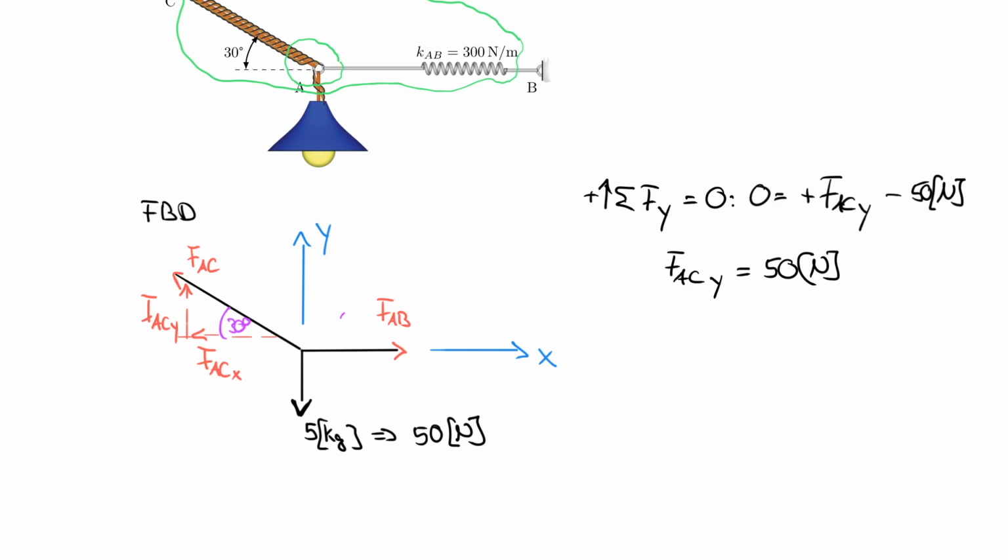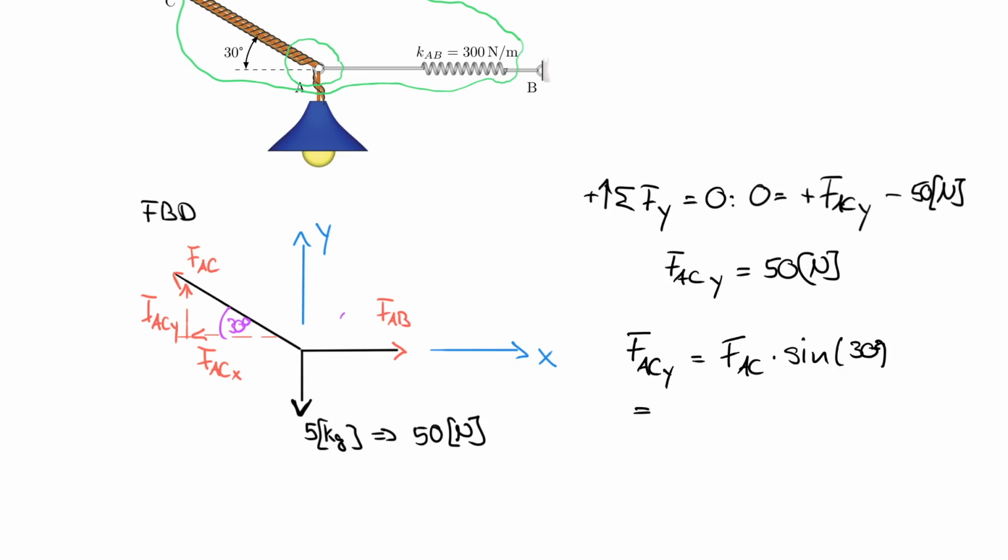Now, if I know that, I know everything else already, right? So now that I know this one, I can, of course, use my 30 degrees to find the hypotenuse. I can find the horizontal, and once I know that, I can actually find FAB. So let's go through that. So FACY is nothing else than FAC multiplied by the sine of 30 degrees.